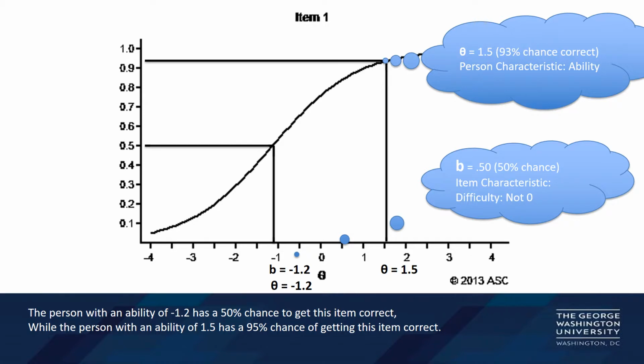correct. So where you are located, your theta value on that underlying continuum, will help us understand and make a prediction about whether you get that item correct or incorrect. Here, at negative 1.2, 50% chance of getting that item correct. And at 1.5, when your theta is 1.5, higher than that item, much higher than that item, you have a very good chance of getting that item correct.